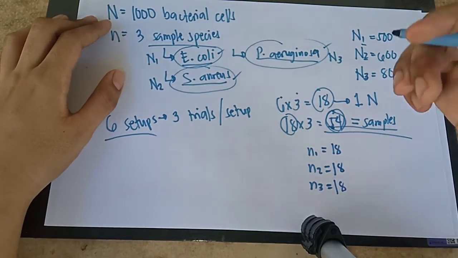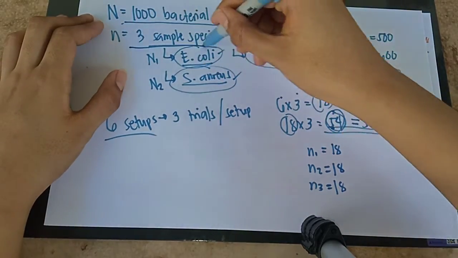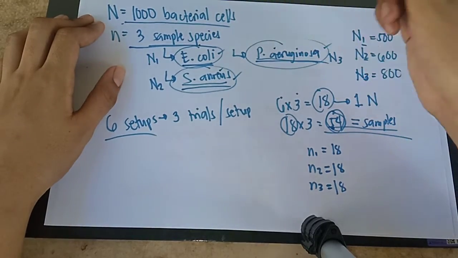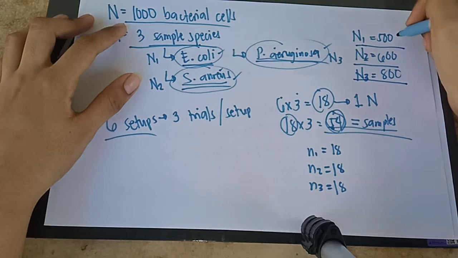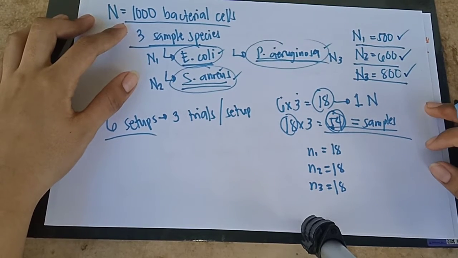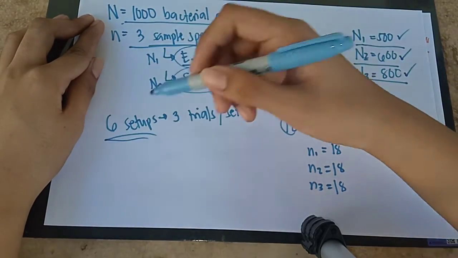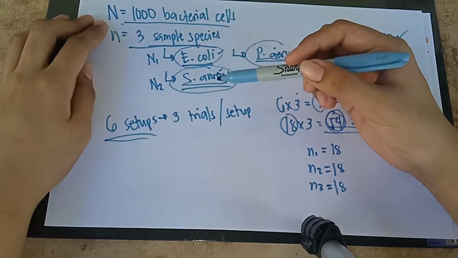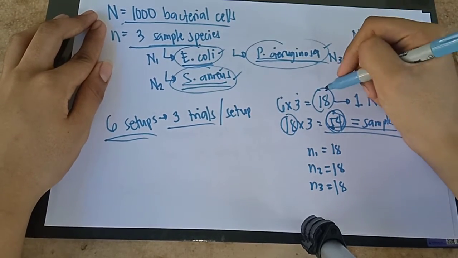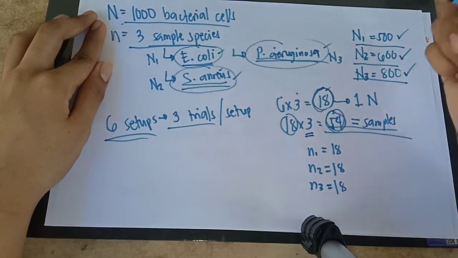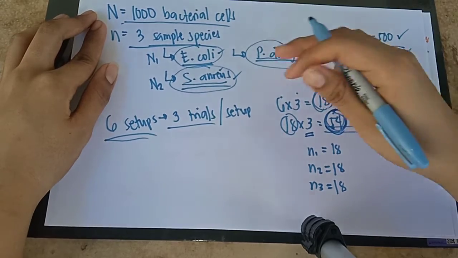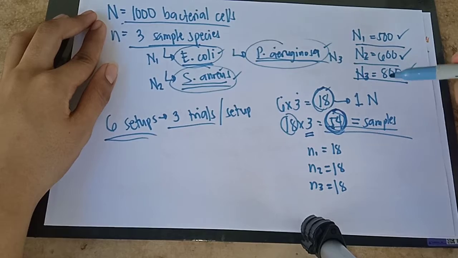Okay, so let us summarize this one. In a 1,000 bacterial cell population, we only obtain 3 sample species: Escherichia coli, Staphylococcus aureus, and Pseudomonas aeruginosa. Each sample species has its own population. Escherichia coli has a population of 500, Staphylococcus aureus 600, and Pseudomonas aeruginosa 800. In your research design, you only have 6 setups, and each setup is composed of 3 trials. So 6 times 3, we have 18 setups all in all. These 18 setups will be multiplied by 3 because we have 3 different bacterial sample species. But this overall count of samples applies to all of these bacterial species, so we still need to divide the samples.